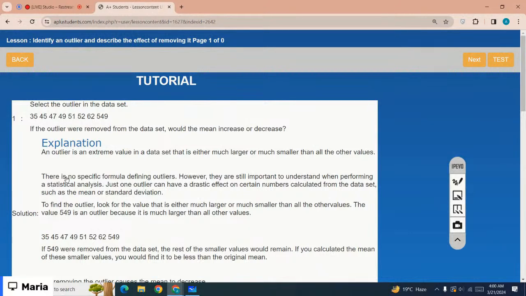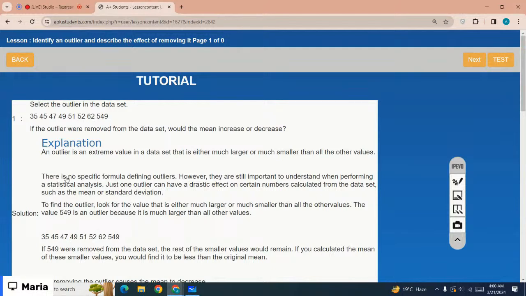Okay, so you are given an example. Let's just start with the example. Select the outlier in the given data. The numbers are 35, 47, 49, 51, 52, 62, and 549, right? So an outlier is an extreme value in the data set that is either much larger or much smaller than all the other values, right? There is no specific formula defining outliers. However, they are still important to understand when performing a statistical analysis.